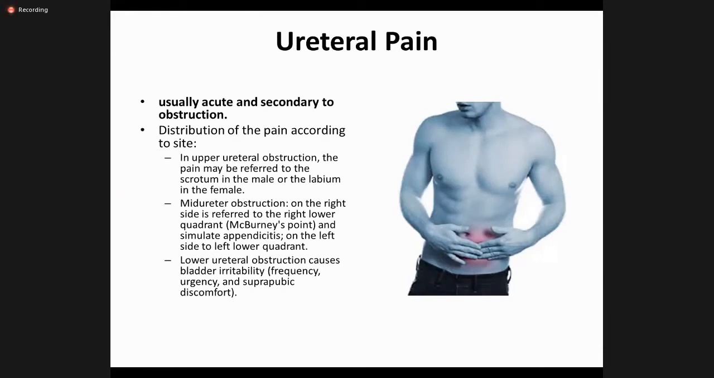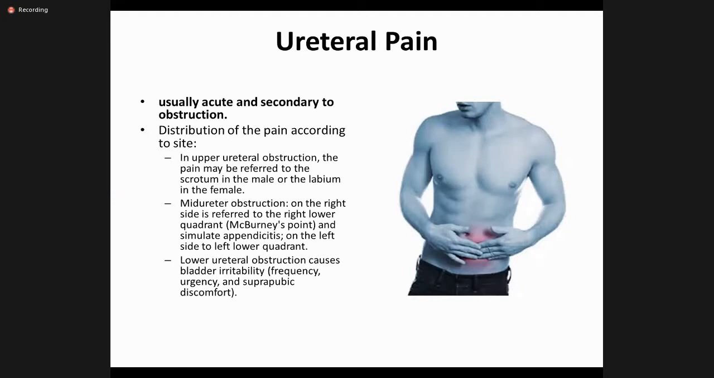Ureteral pain is usually acute and secondary to obstruction. Distribution of the pain according to the site: if there is an upper ureteral obstruction or upper ureteric stone, the pain may be referred to the scrotum in the male or the labium in the female. If there is obstruction in the mid ureter on the right side, the pain is referred to the right lower quadrant at McBurney's point and simulates appendicitis.